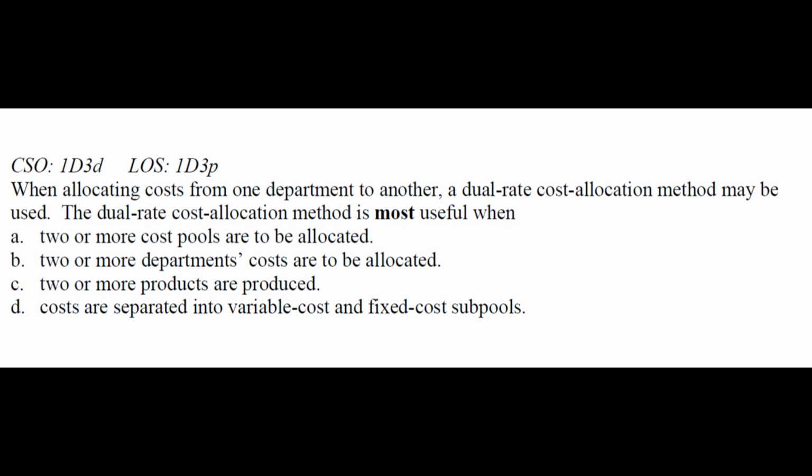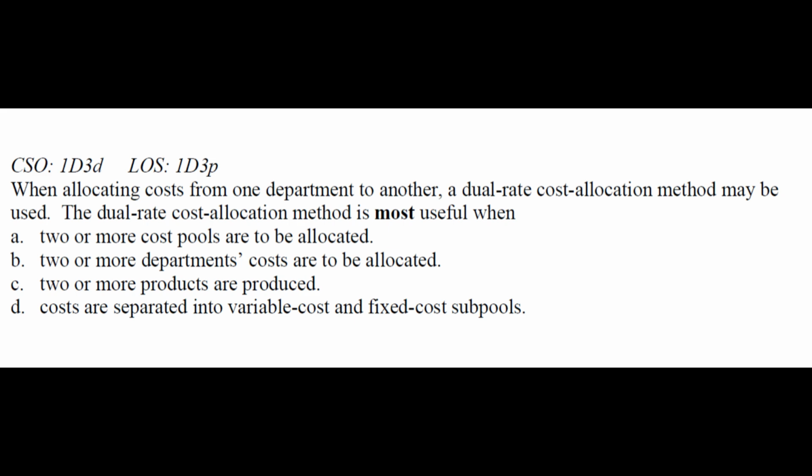B. Two or more departments' costs are to be allocated. Incorrect. Interdepartmental allocation may occur in many methods, but does not specifically justify dual rate usage. C. Two or more products are produced. Incorrect. Product variety relates to job costing, process costing, or ABC, not dual rate allocation.